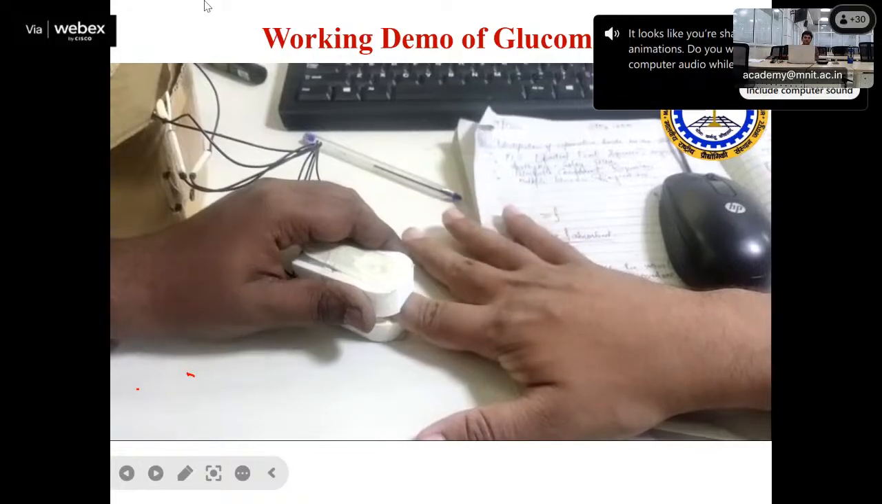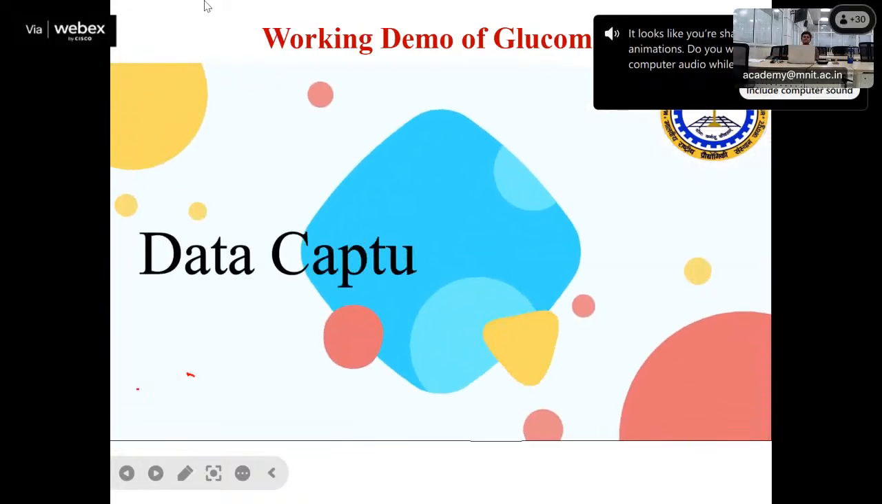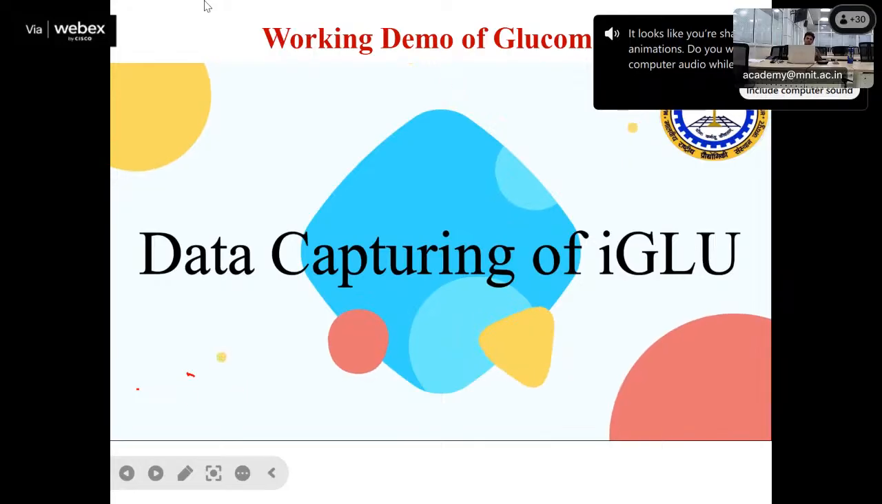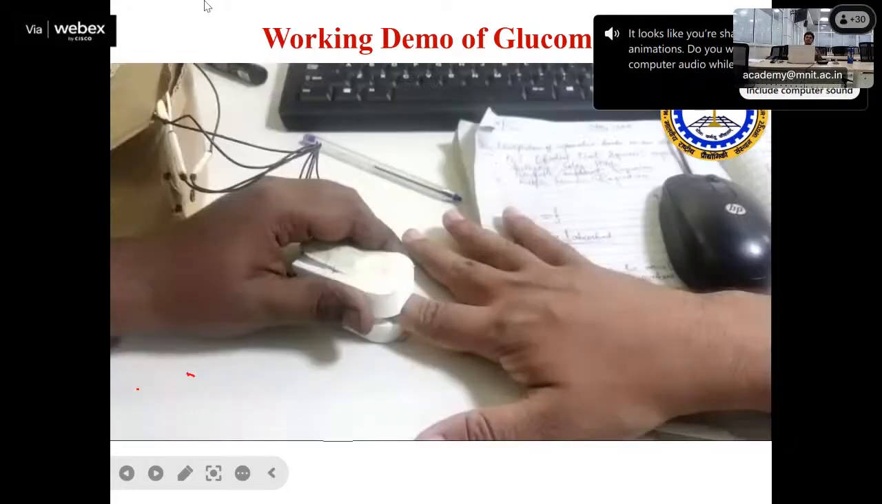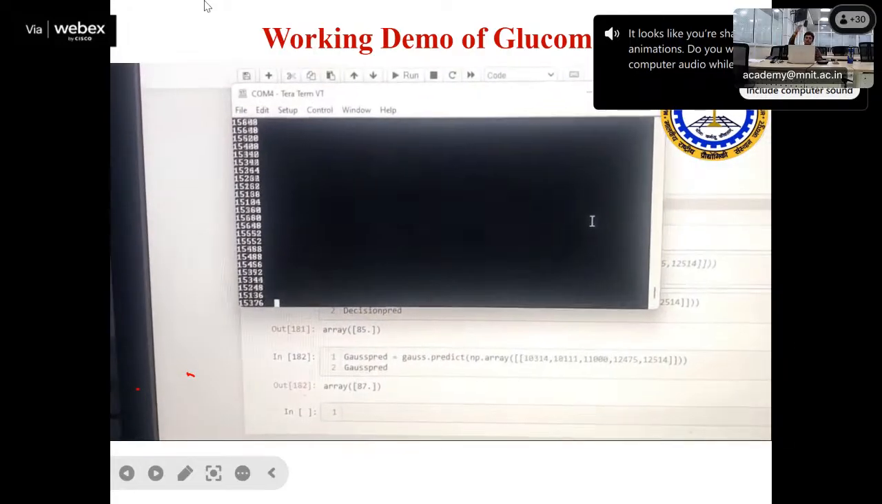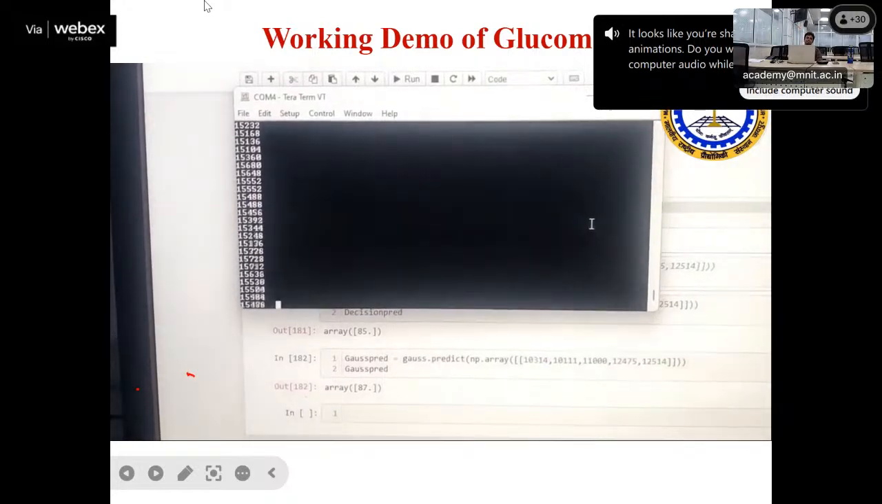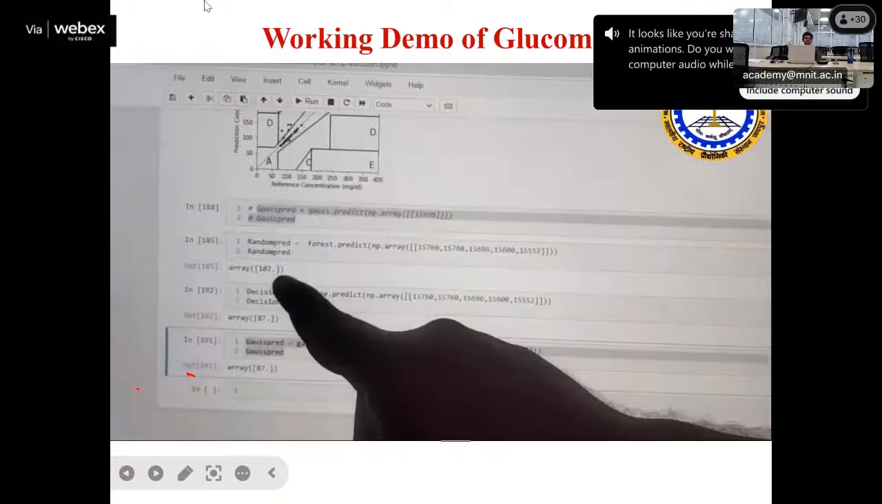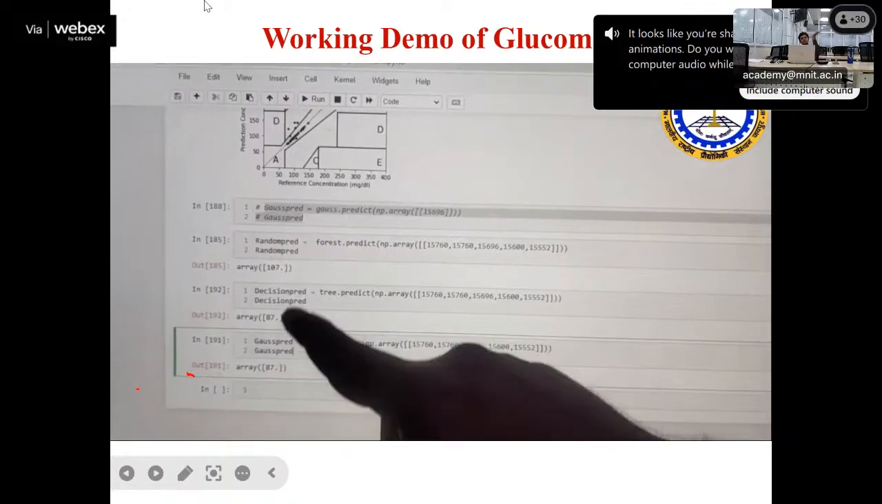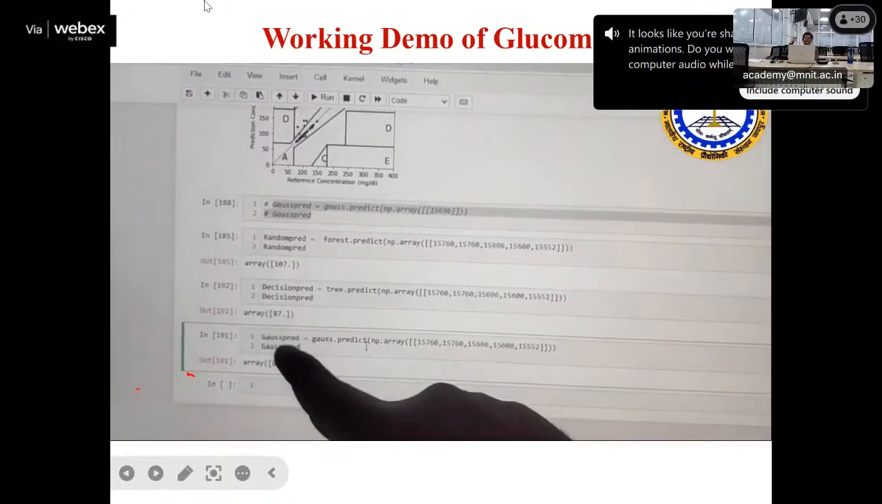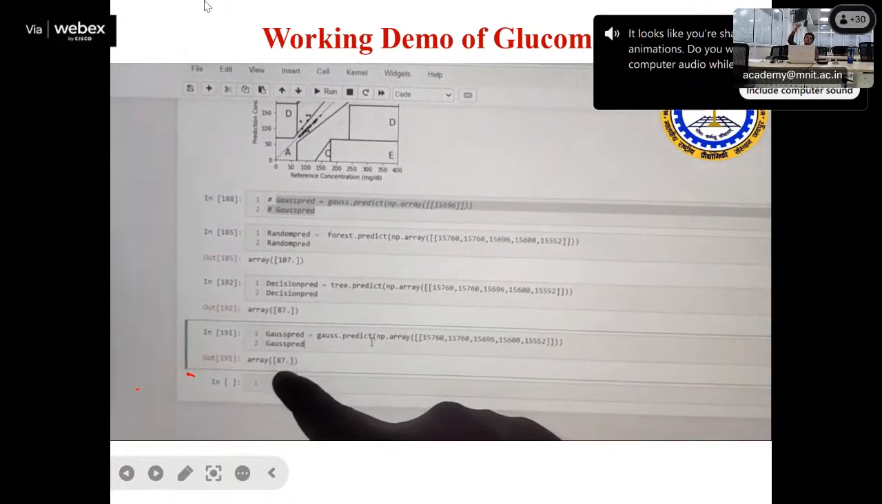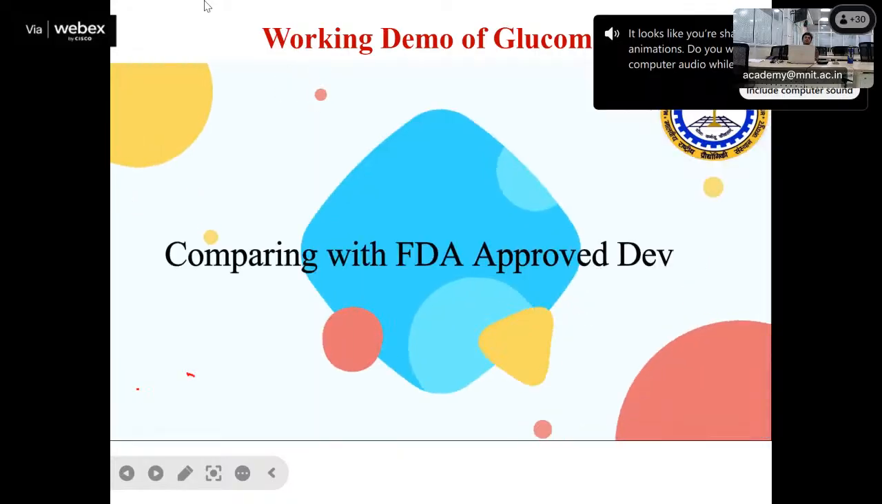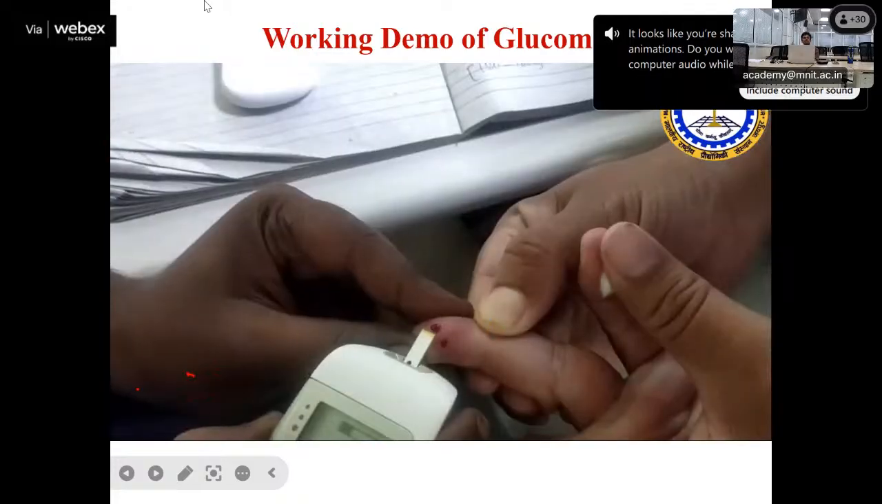Here you observe that the finger is being inserted inside the device. By inserting the finger inside that device, the sensor value is being generated. That sensor value, which is generated at your terminal, is plugged into an Excel file, and that Excel file is imported into this regression model. From this regression model, you will get the prediction.